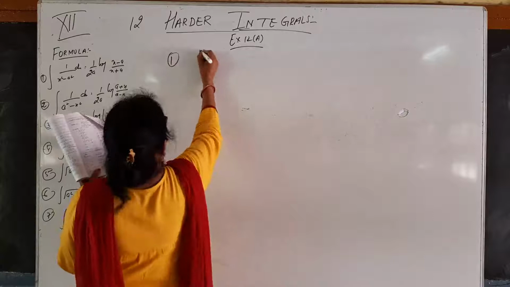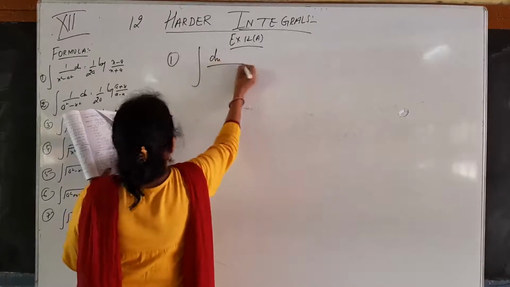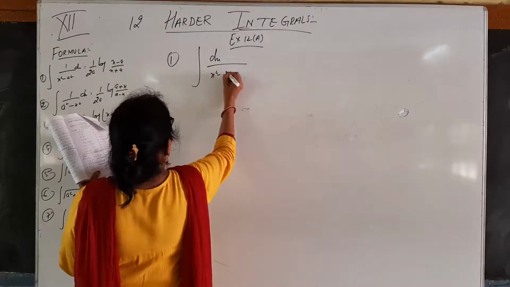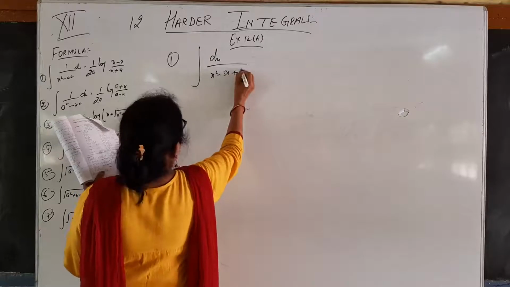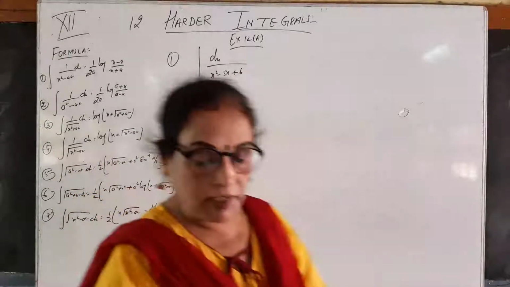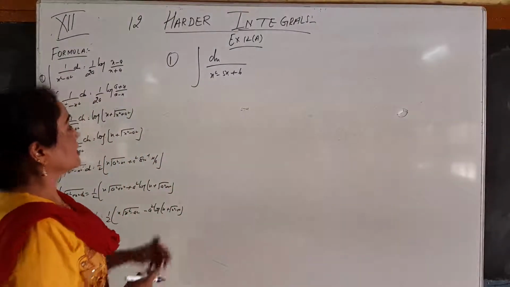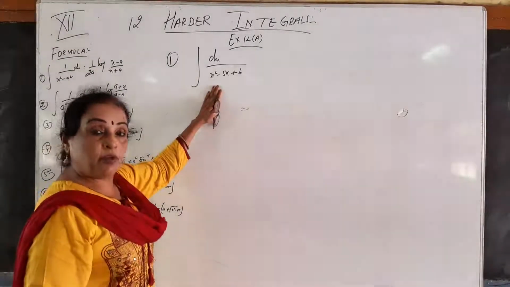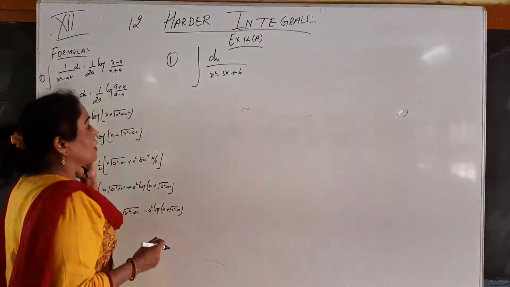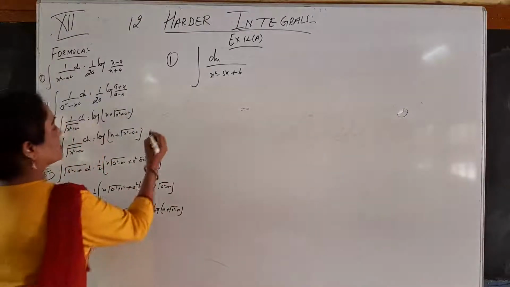So it is given, integrate dx upon x square minus 5x plus 6. See what is given here? X square minus 5x plus 6. This question is given. What will we do? We know that we will reduce this in the form of this.